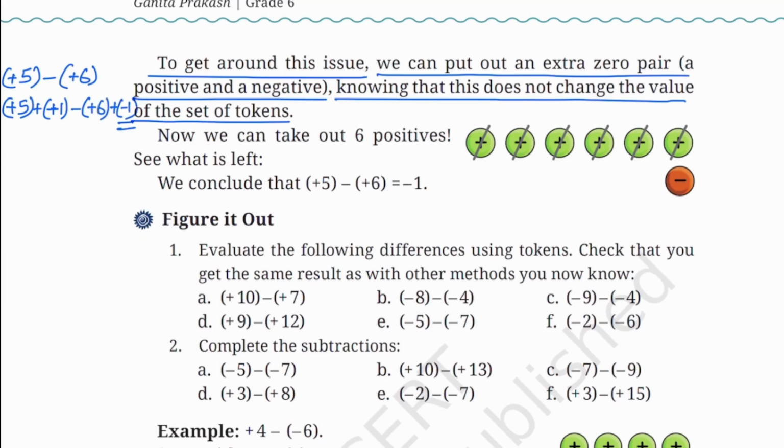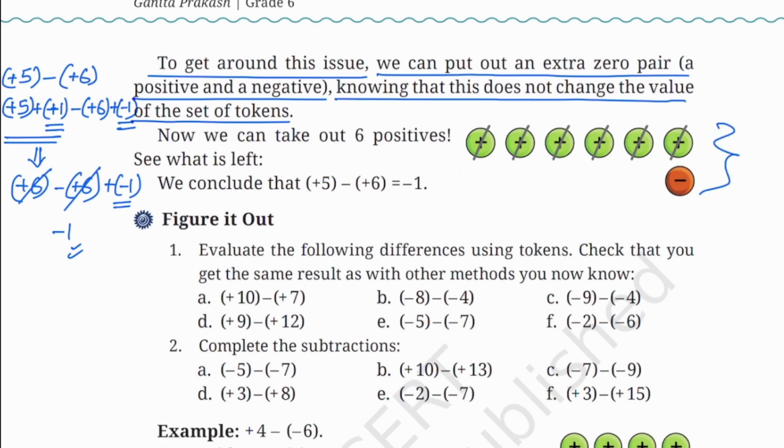You can see this will cancel this out. When these two are added, it will give plus 6, and you have to subtract plus 6 from it. There will remain minus 1.